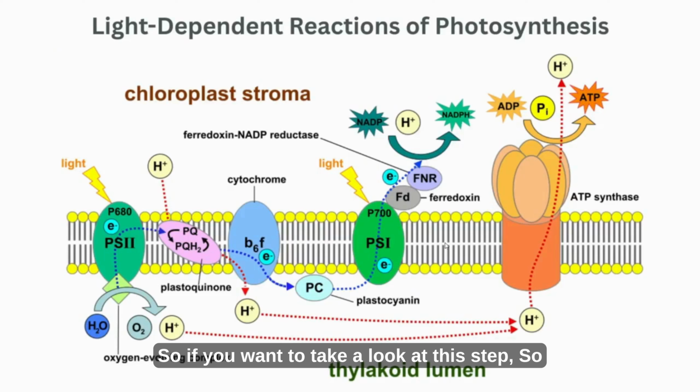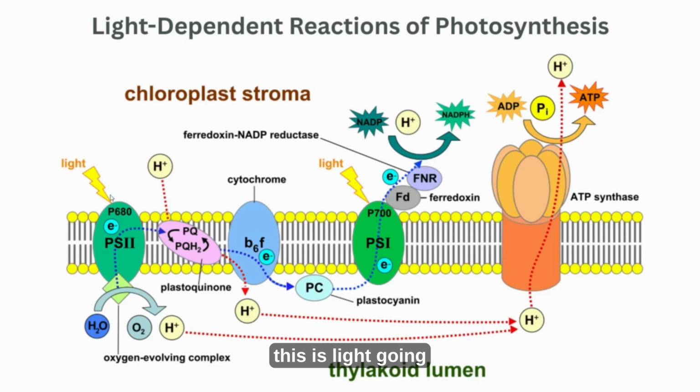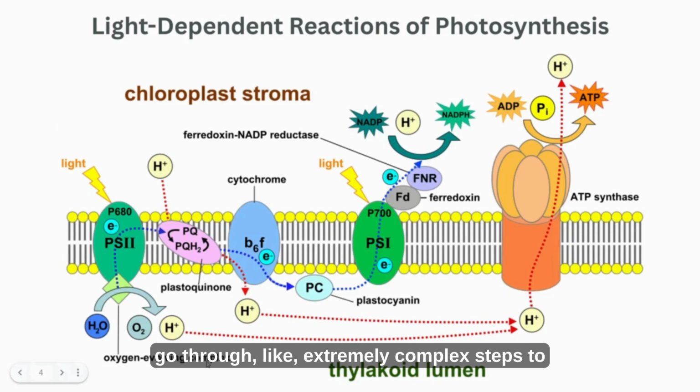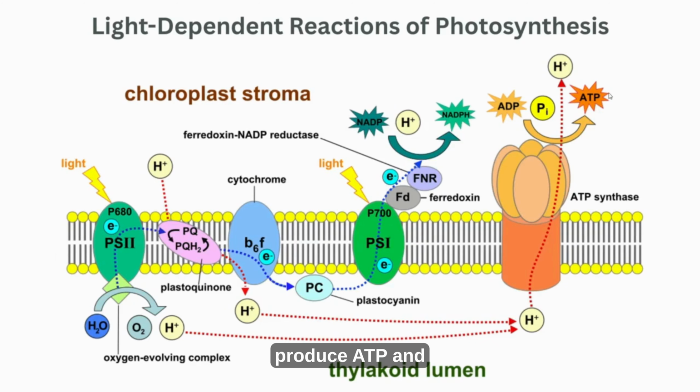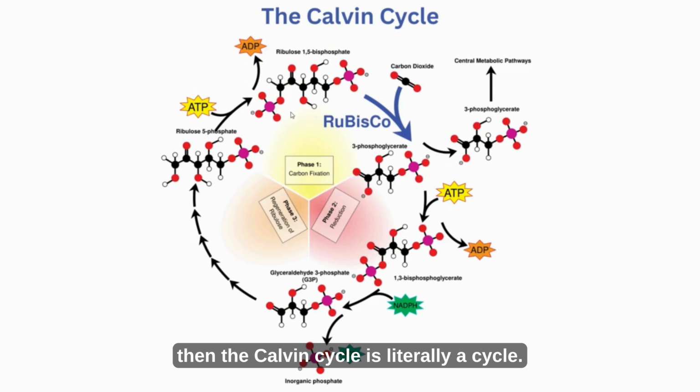So if you want to take a look at the steps again, this is light going into this part of the chloroplast, and they go through extremely complex steps to produce ATP and NADPH. And then the Calvin cycle is literally a cycle.